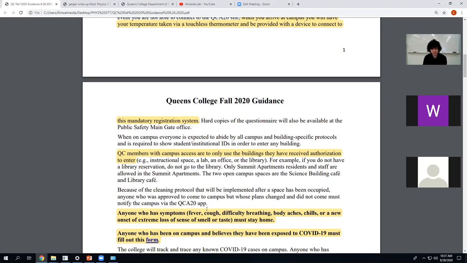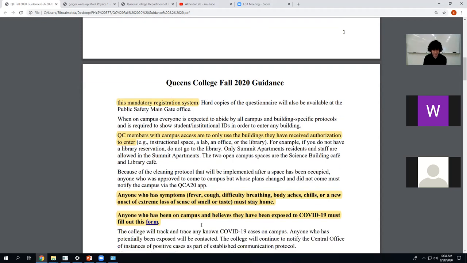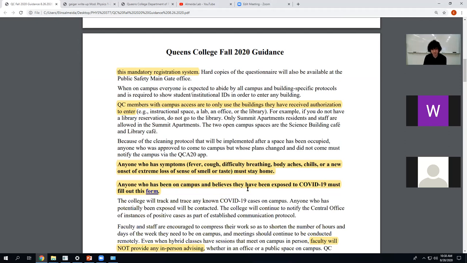Anyone who has symptoms, fever, cough, difficult breathing, body aches, chills, or a new onset of extreme loss of sense of smell or taste must stay home, as I told you. Anyone who has been on campus and believes they have been exposed to COVID-19 must fill out this form.